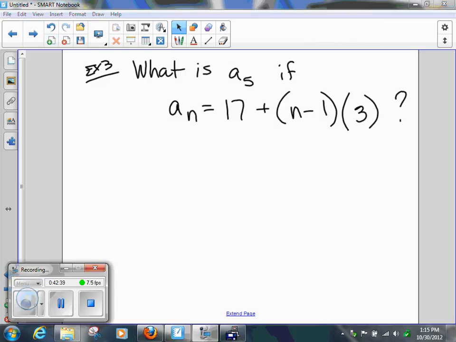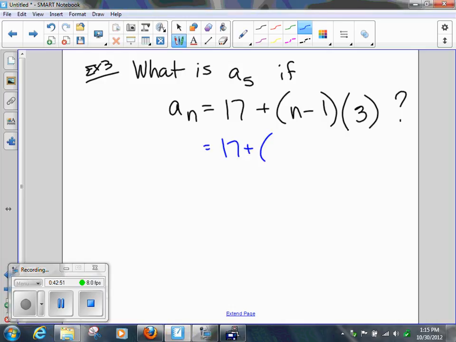What do I do? You got this? Did you just put the 5 where the n is? Absolutely. Did anybody go common sense on this? Yeah? You can do that to check it, absolutely.